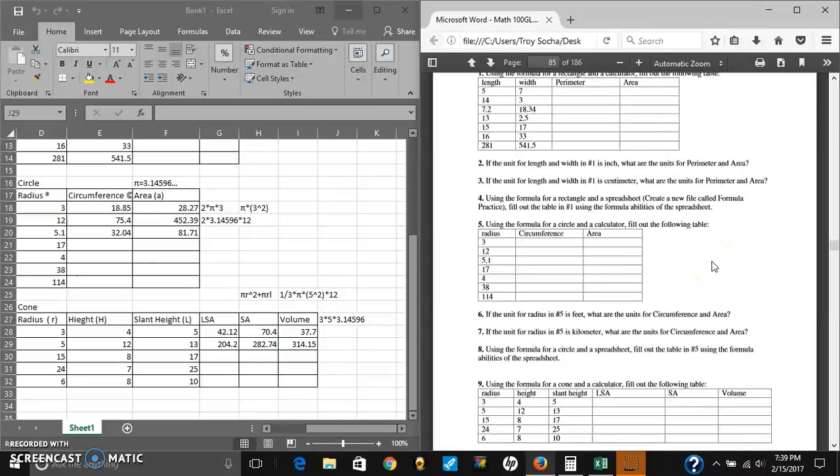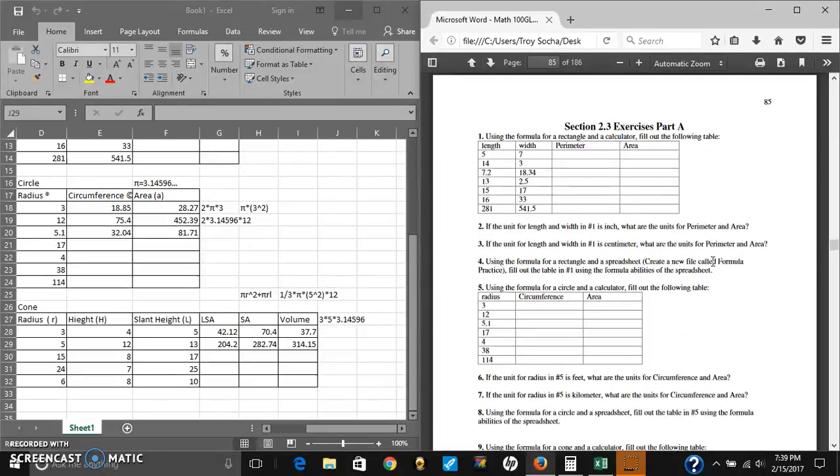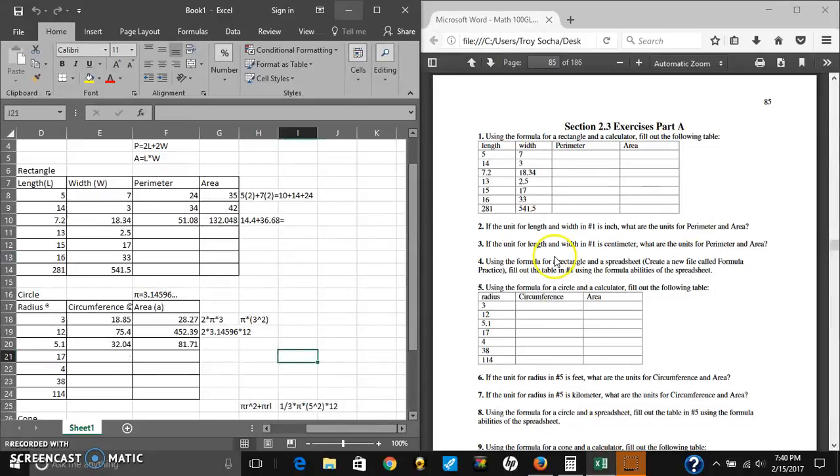Alright, so welcome to part 2 of our exercises 2.3, part A. As you can see, we filled out our tables for volume and stuff, so if that doesn't look familiar, just go back to our other video and it'll teach you how to get the values that you've got there. Now we're going to talk about these ones in between.